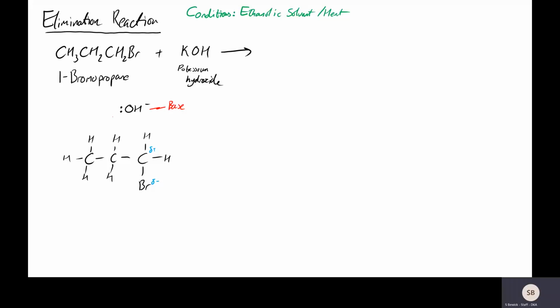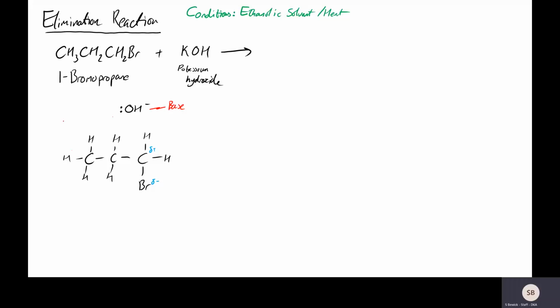So now you've got a choice. If you look at this 1-bromopropane, there's 7 different hydrogens that the hydroxide could act like a base with and steal that hydrogen. Which one is it going to attack?